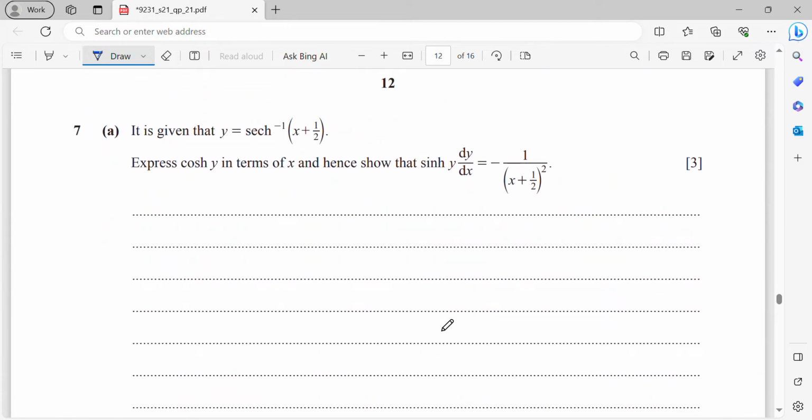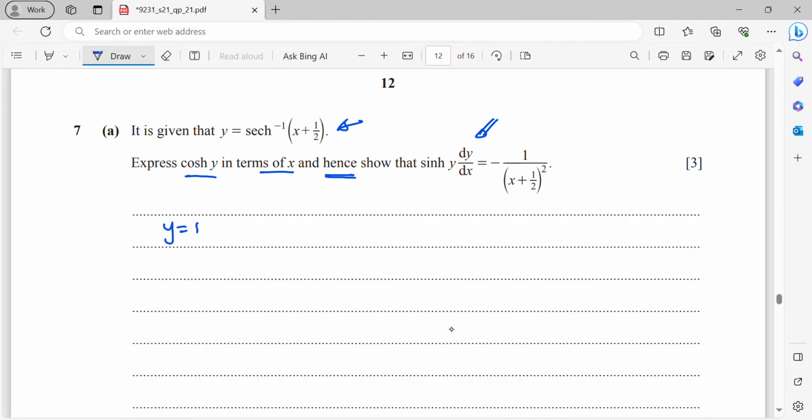Okay, so now question 7 is given that y equals to inverse hyperbolic secant x plus half. This is the expression for the y. Express cos y in terms of x and hence show this differentiation.